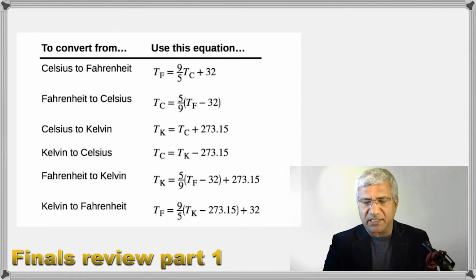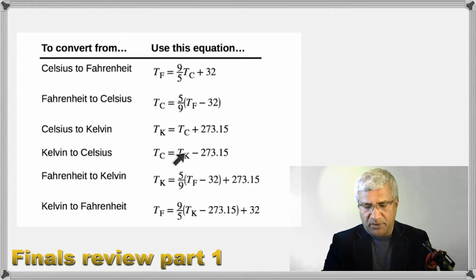To change from Celsius to Fahrenheit, multiply with 9, divide by 5, and then add 32. But when we change from Fahrenheit to Celsius, first subtract 32 from what is given. That's important. First subtract and then multiply by 5, divide by 9. To change from Celsius to Kelvin, just add 273.15. Usually we only add 273, which is okay.